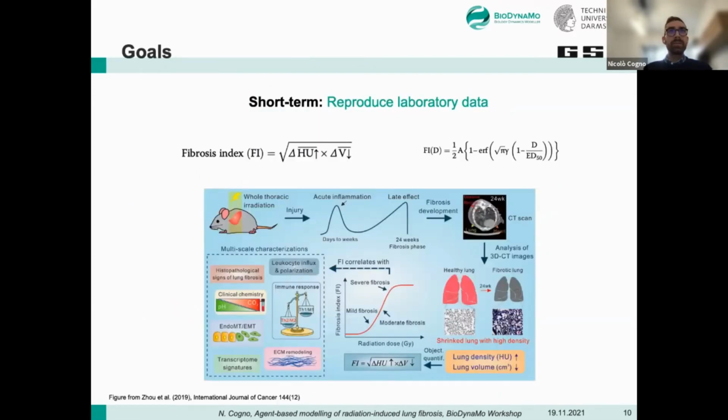A goal of this project, this agent-based modeling, could be the reproduction of the fibrosis index, just to get an idea of how well the model is performing. The authors of this paper showed that the fibrosis index is a very good surrogate of lung fibrosis. It can be calculated using parameters that can be measured by CT scan, such as the increase in the density of the tissue due to the accumulation of the ECM and the decrease in the volume of the lungs. They also provided this equation which relates the fibrosis index with the dose.